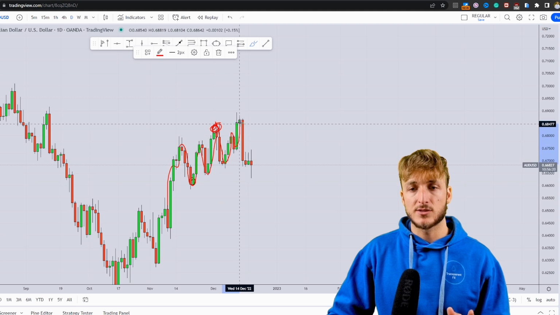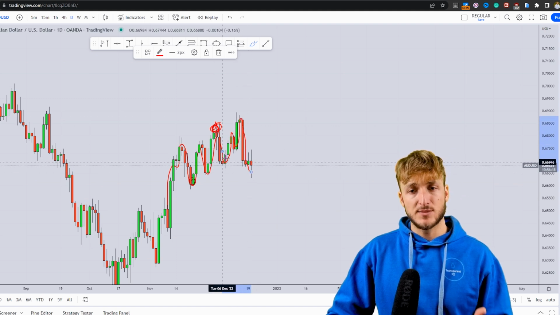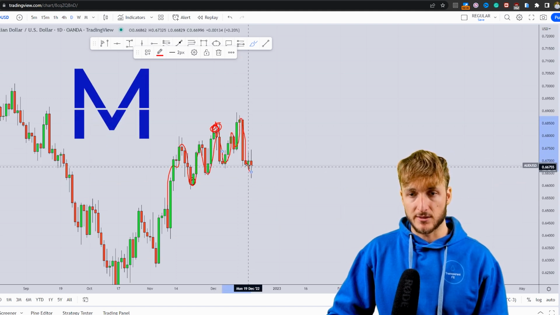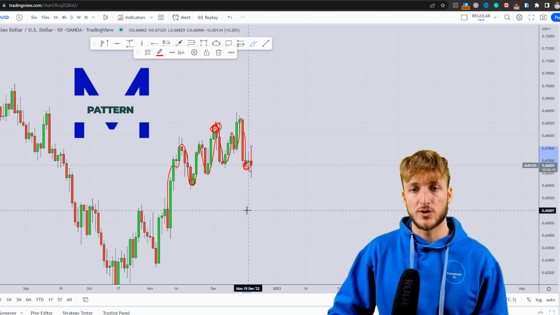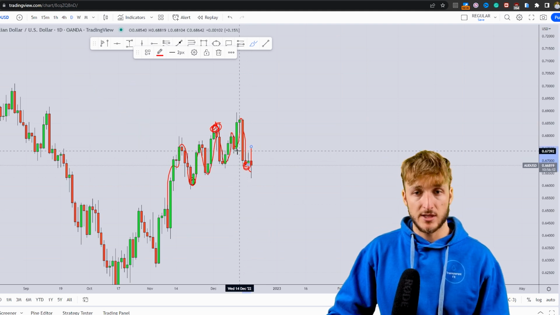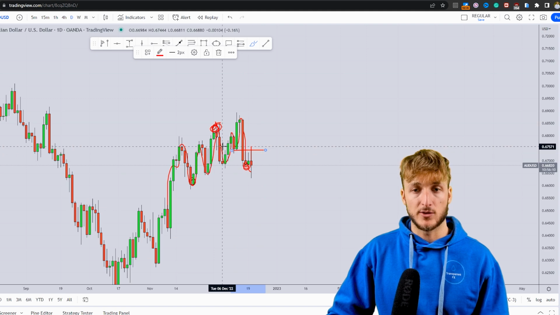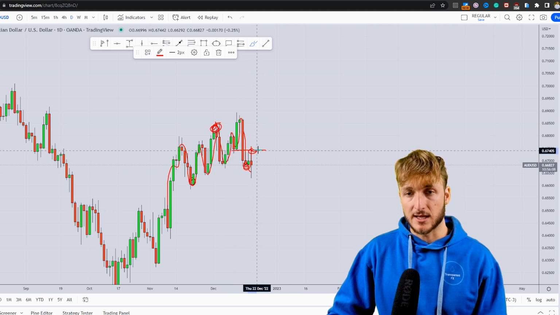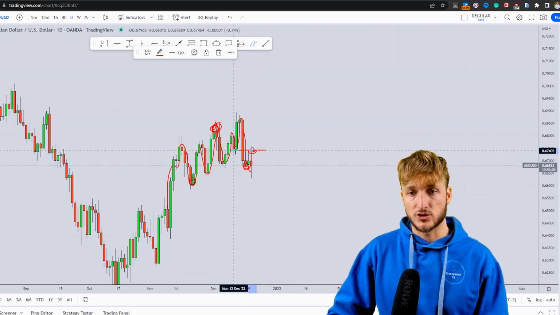And in the last analysis of AUDUSD that I made, I spoke about it after the creation of this M pattern and explained all the reasons for which we could expect this move to the upside, which made the M pattern complete the neckline, which is in fact exactly what the market did when it touched the neckline here.